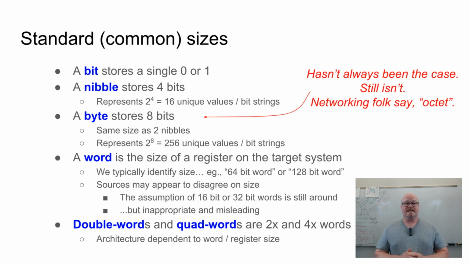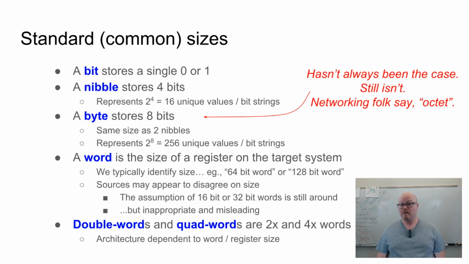A byte is a now standardized size, effectively, that stores 8 bits. It's the same size as 2 nibbles, and because it's got 8 bits of storage, we can take 2 to the 8th to get 256, and that's how many different values we can store in a single byte. Now I say a byte is now standardized, but this has not always been the case, and it's still effectively not the case because there are machines potentially out there running from before the 8-bit byte, or at the very least there is documentation floating around.